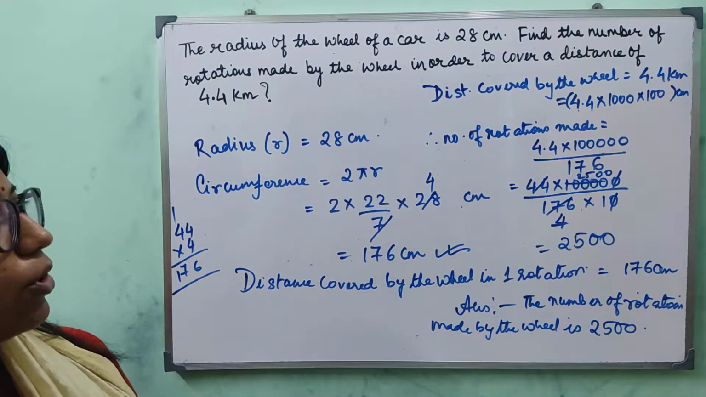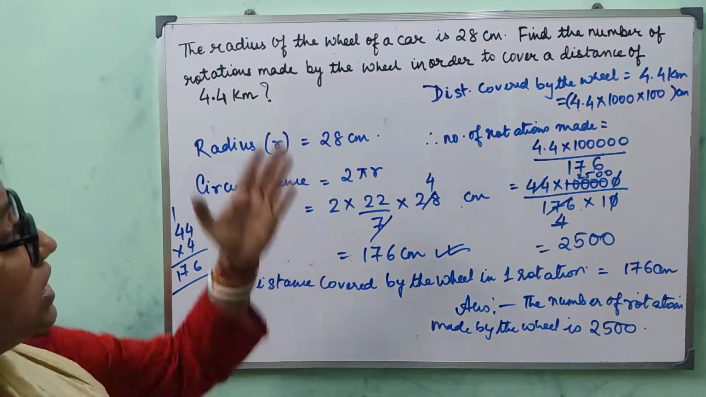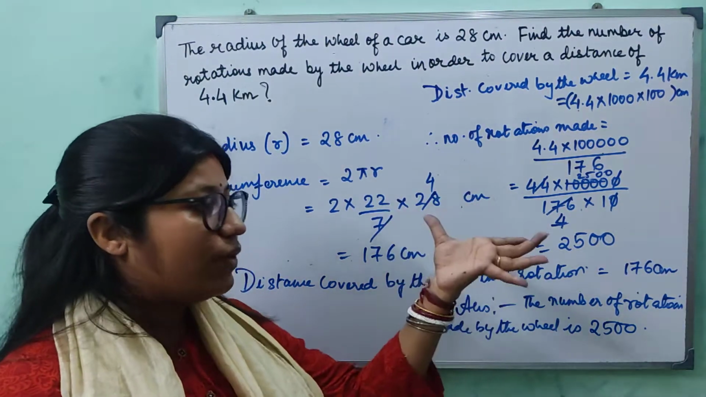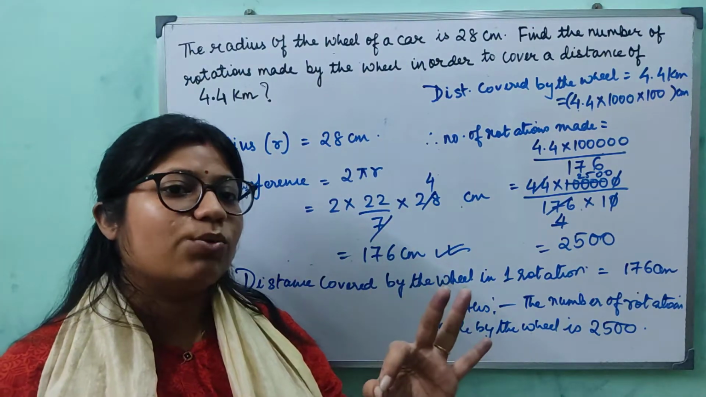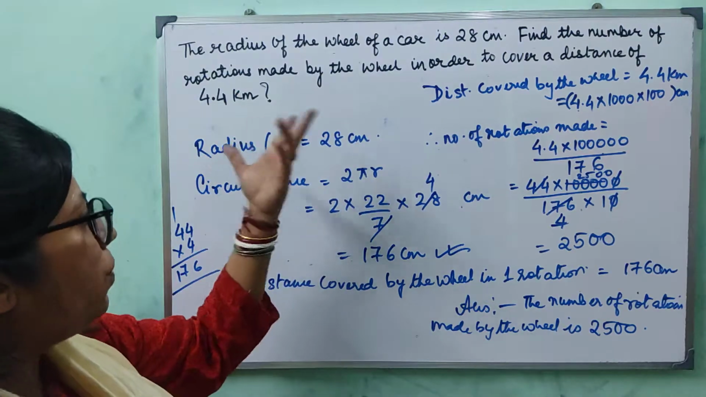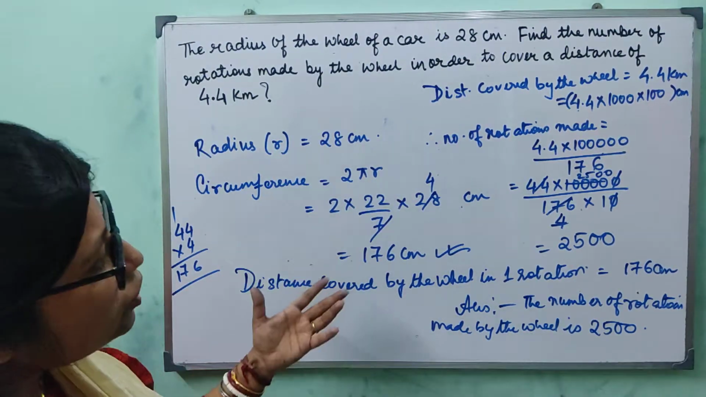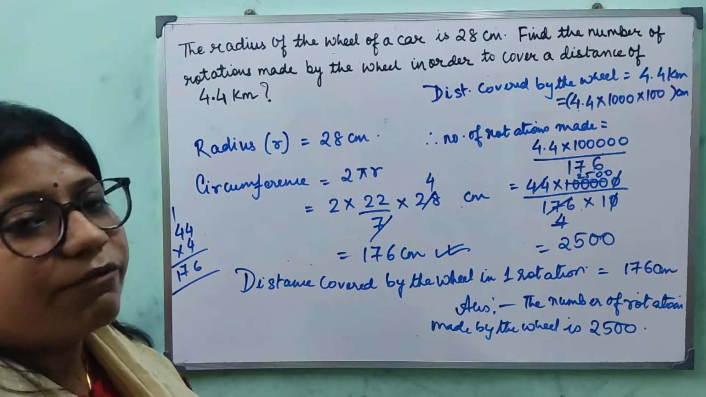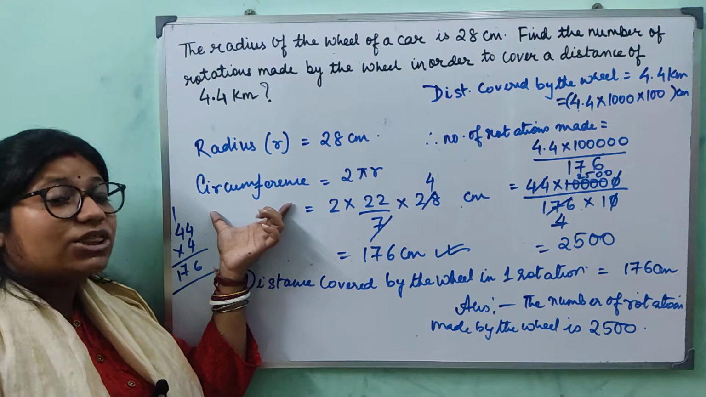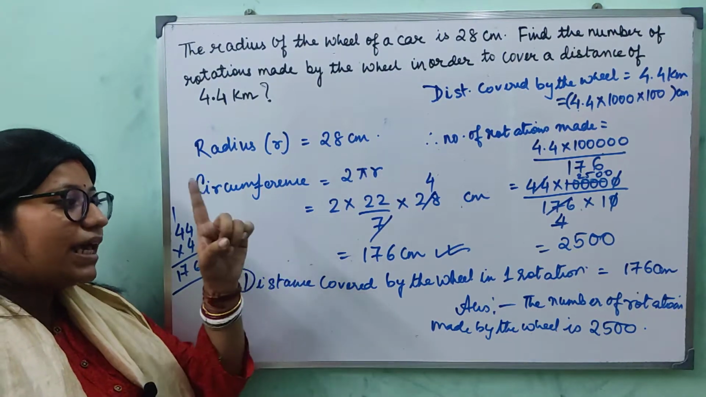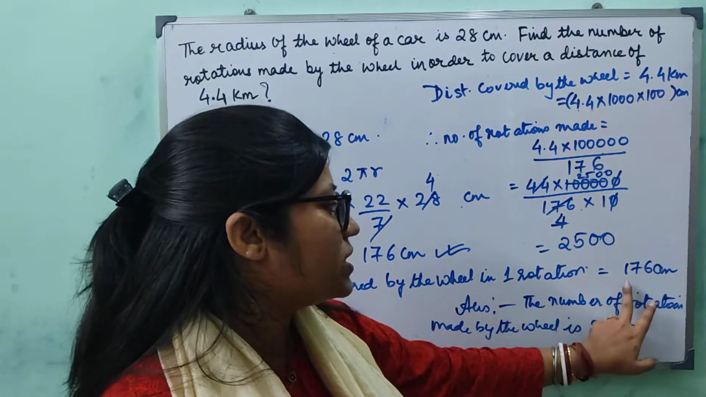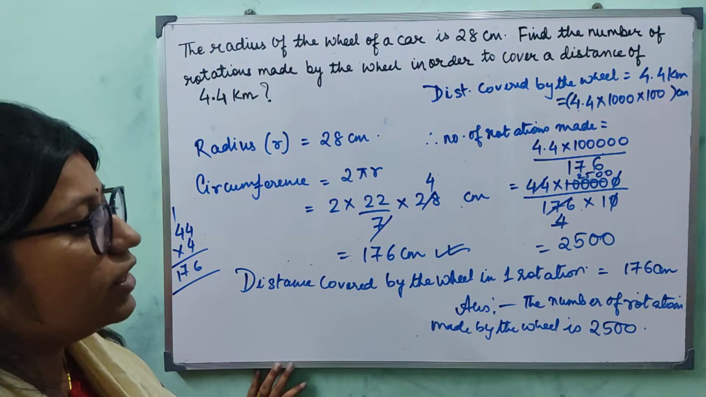The very important thing to remember while doing sums of this kind is that the distance covered by the wheel in one rotation is the circumference of the wheel. So whether the radius is given, or the diameter is given, whatever is given to you, you will first find out the circumference of the wheel. After you get the circumference, that means you have got the distance covered by the wheel in one rotation.